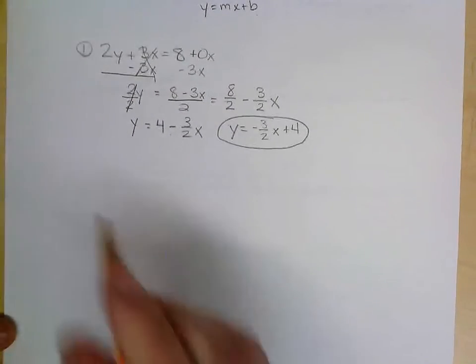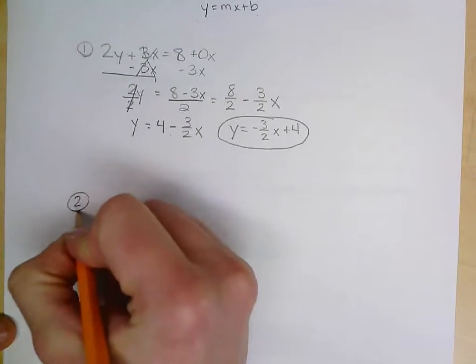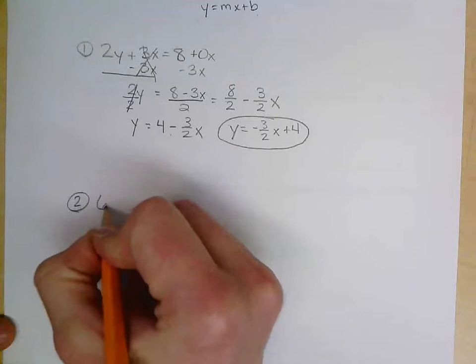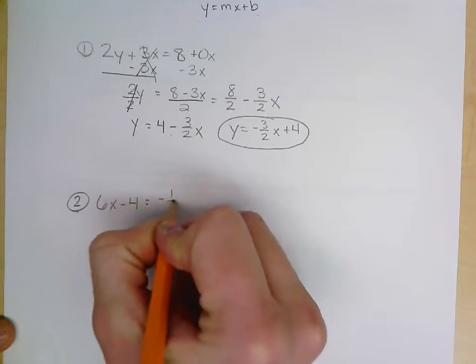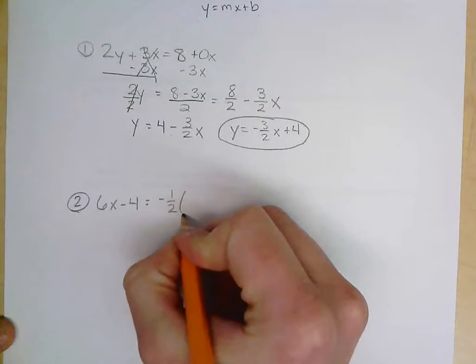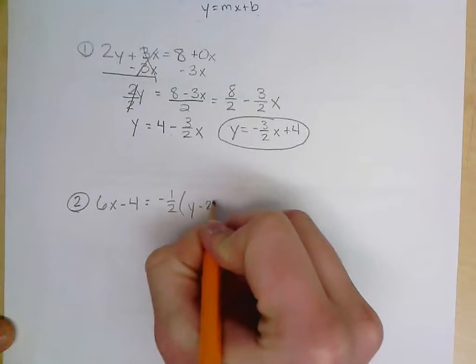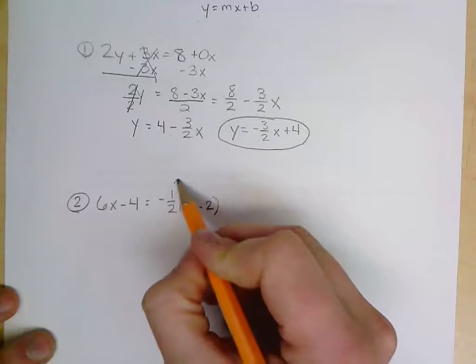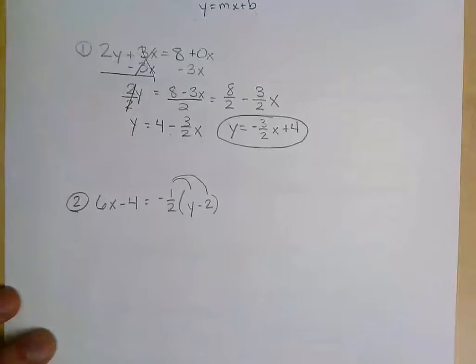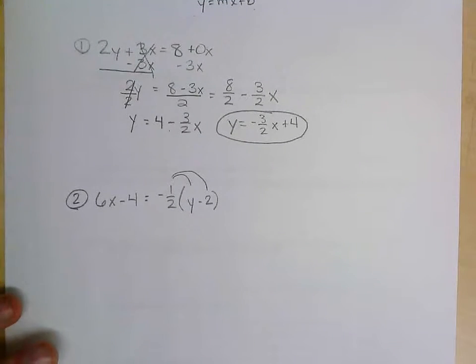Alright, for our second example, we're going to do the problem 6x minus 4 equals negative 1/2, and then in parentheses y minus 2. We had a couple problems similar to this on the test, and there are a couple different ways that you can solve, but the most common mistake was made when we tried to use the distributive property first. So I'm going to go through that example there.